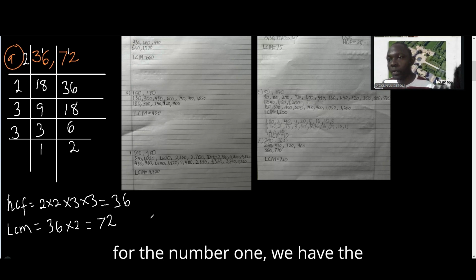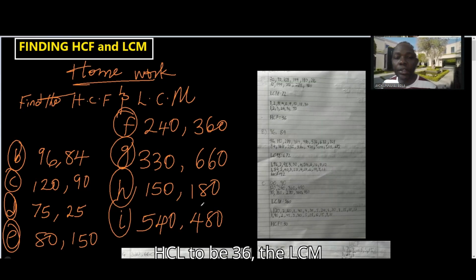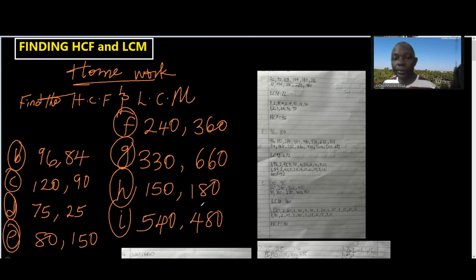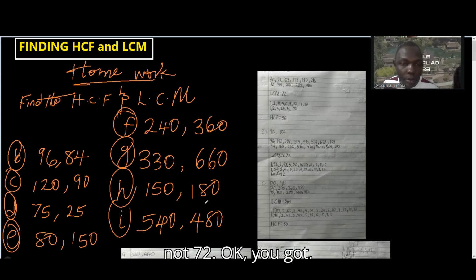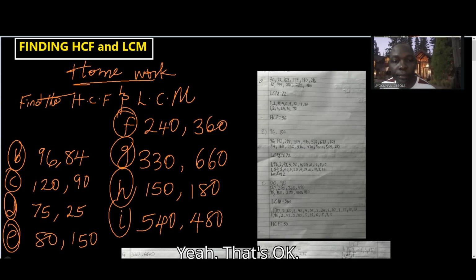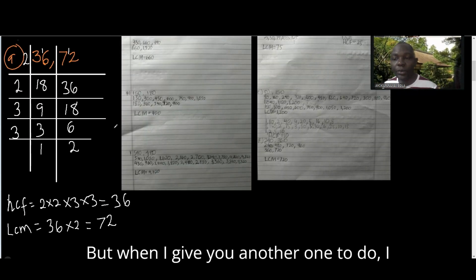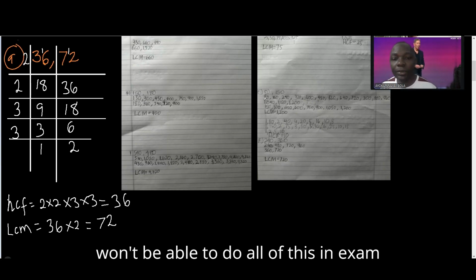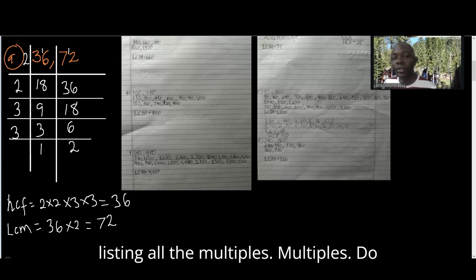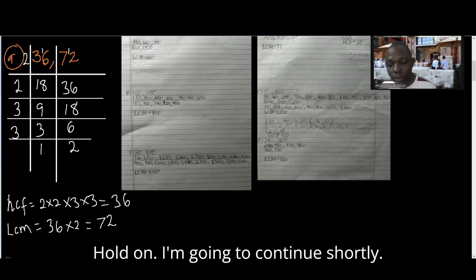So for the number 1, we have the HCF to be 36, the LCM to be what? 72. It's 36 and 72. Okay, that's right. But when I give you another one to do, I will want you to use this division method, because you won't be able to do all of this in the exam, listing all the multiples. Do you understand? Yeah. Hold on, we're going to continue shortly.